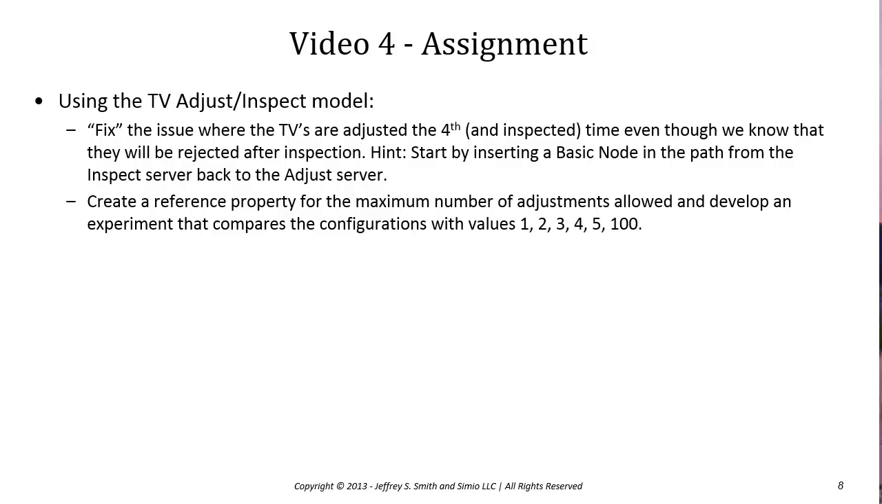Okay, so now for the assignment from this module. The first thing we're going to do is use the TV adjust inspect model that we developed during the first two videos, and we want to do two things. The first thing we want to do is fix the issue where TVs are adjusted the fourth time, or adjusted and inspected, even though we know they'll be rejected.